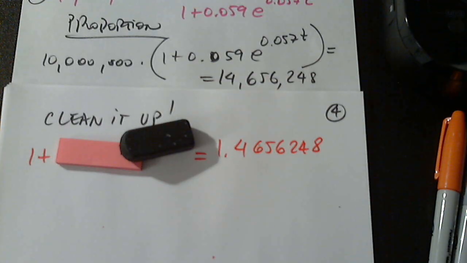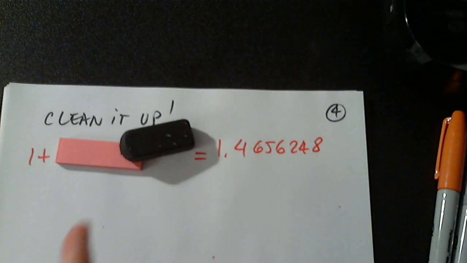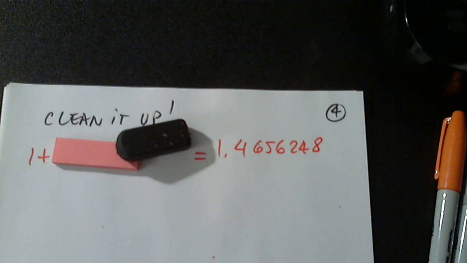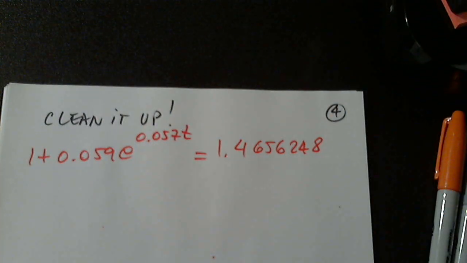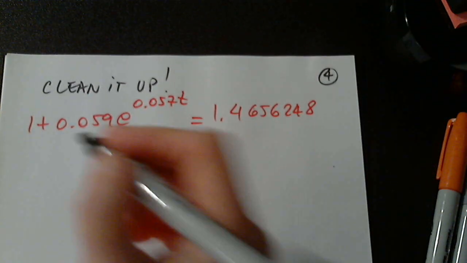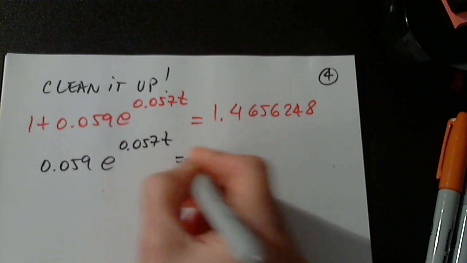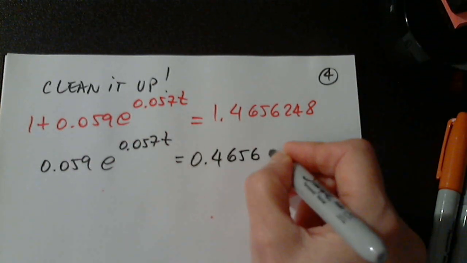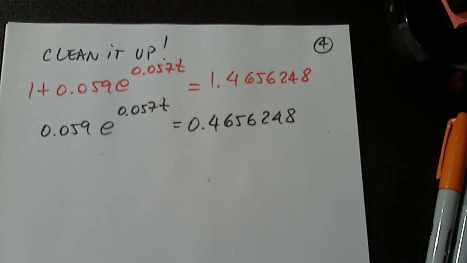Give it a shot, please. What should I do now? This is my focus, but it's not clean. One. Exactly, thank you so much. Only Charles is paying attention and Tam. So 0.059 e to 0.057t equals 1.4 minus 1 is 0.4656248. Almost there. I need to further clean it up. One more step.